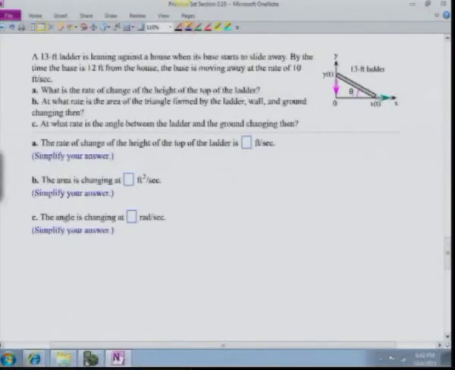Okay. All right. So we already have a picture, but I'm going to draw a little bit bigger picture. This is going to be your theta. Here's our 13-foot ladder, and I'm going to call this x and this y. Okay? All right, what do we know? What do we know this value is? Because we're talking about a certain point when x is 12.